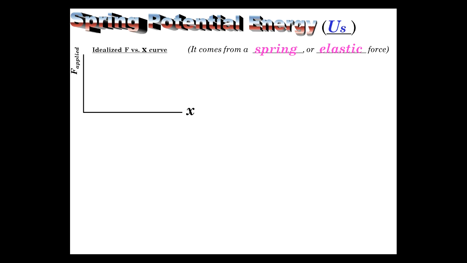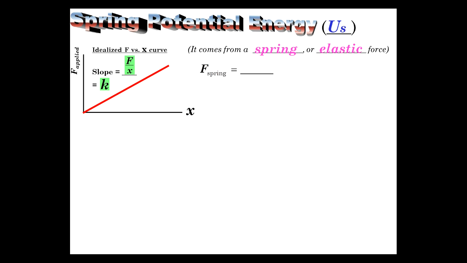In our analysis of springs previously, we looked at the relationship between applied force and the stretch, and what we discovered was a nice simple relationship, a straight line to the origin. Now the slope of this line would just be the applied force over x, F over x, and that's the proportionality constant relating force and x. We're going to call that K. K is the spring constant.